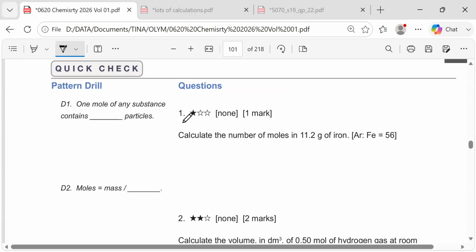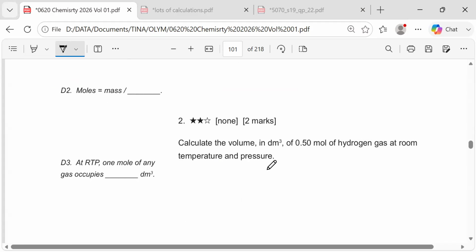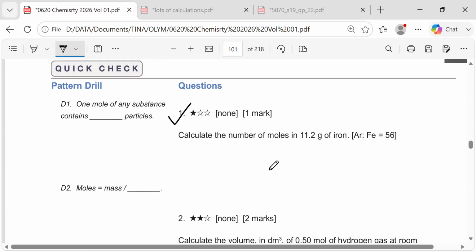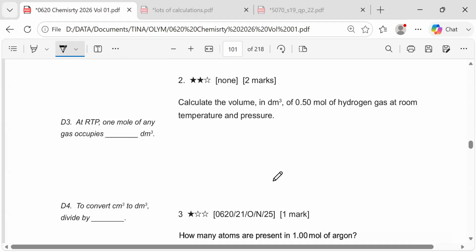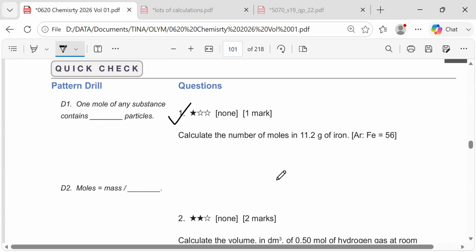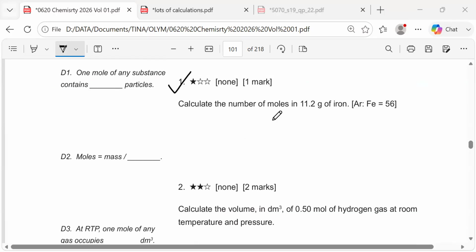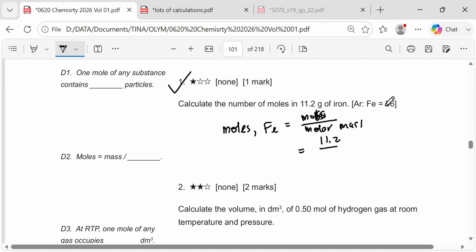Okay, can you do page 104? Just question 1. Calculate the number of moles. Again, I'm going to write it for the third time: mass over molar mass. In your dreams also you remember this, okay? So it's just 11.2 over 56. How many? 0.2, and the unit for amount of moles is mol.